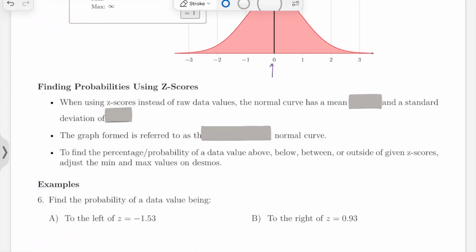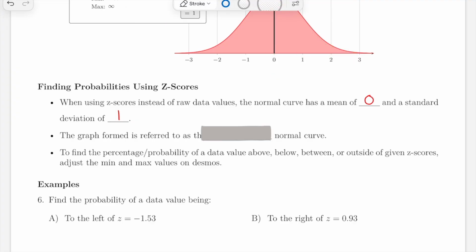When we use our z-scores instead of raw values, we're only talking about the z-values, right? And the normal curve has a mean of 0. That's this one right here. And then each standard deviation is size 1 because we're just going up 1, 2, 3, right? Each standard deviation is size 1.